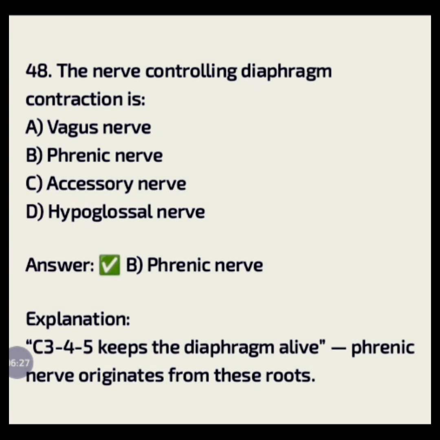The nerve controlling diaphragm contraction is: option A, vagus nerve; option B, phrenic nerve; option C, accessory nerve; option D, hypoglossal. The correct answer is option B, phrenic nerve. C3, C4, C5 keeps the diaphragm alive. The phrenic nerve originates from these roots.